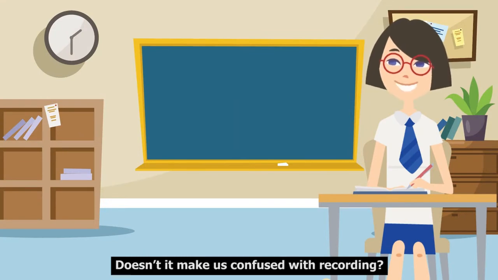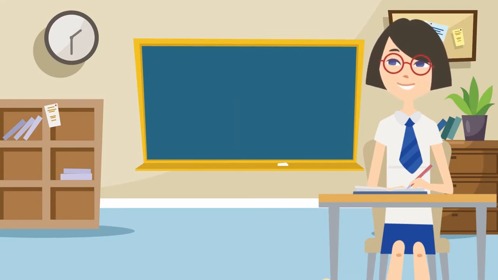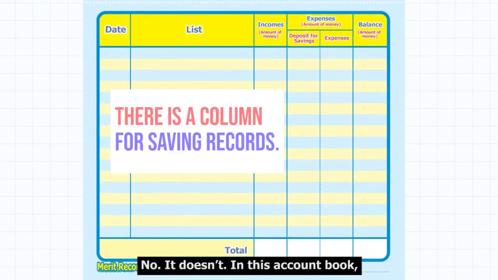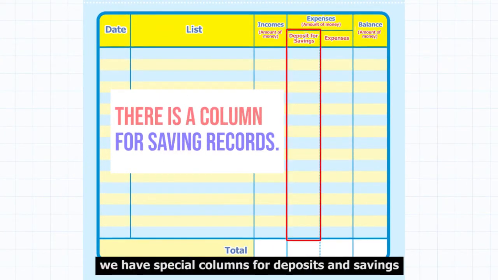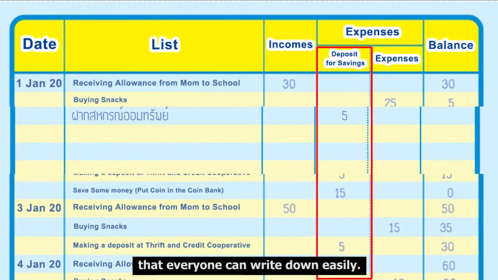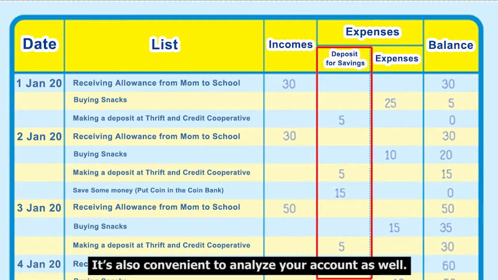Doesn't it make us confused with recording? No, it doesn't. In this account book, we have special columns for deposits and savings that everyone can write down easily. It is also convenient to analyze your account as well.